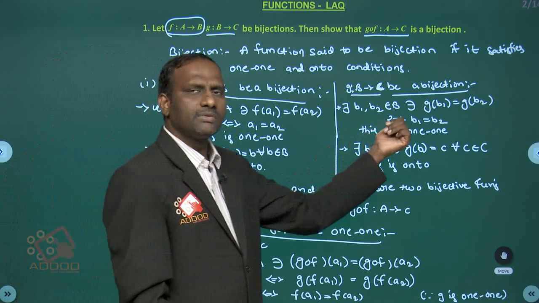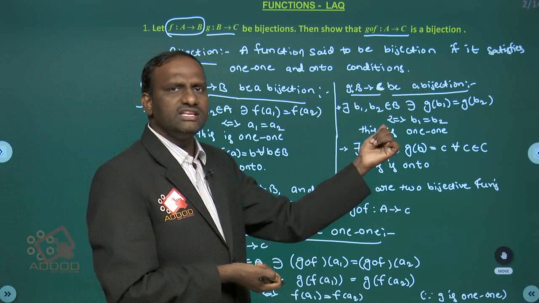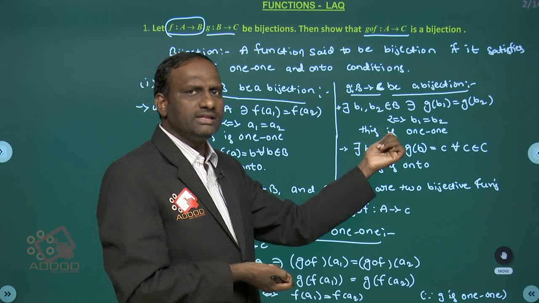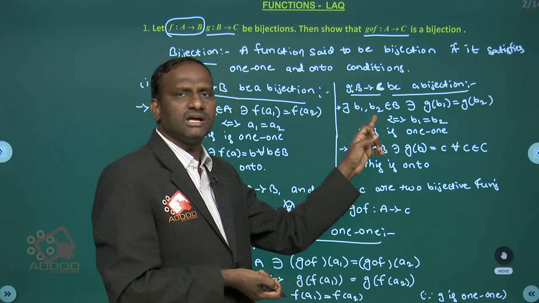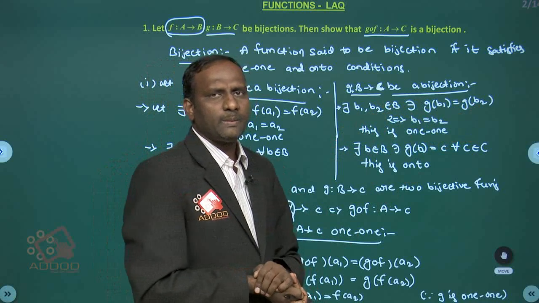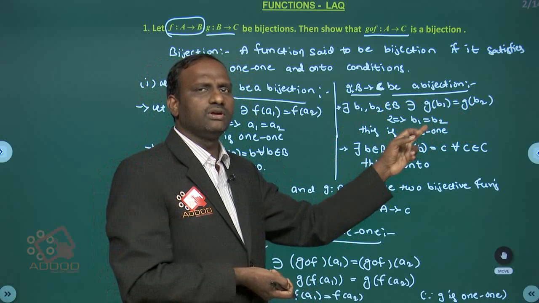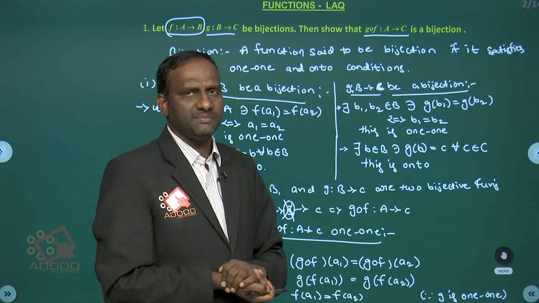Next, coming to the same G function from B to C, let it be a bijection. In this one, the domain is capital B. In that I am taking B1, B2 as elements such that G of B1 is equal to G of B2. This indicates, if and only if B1 is equal to B2, that G is one-one.